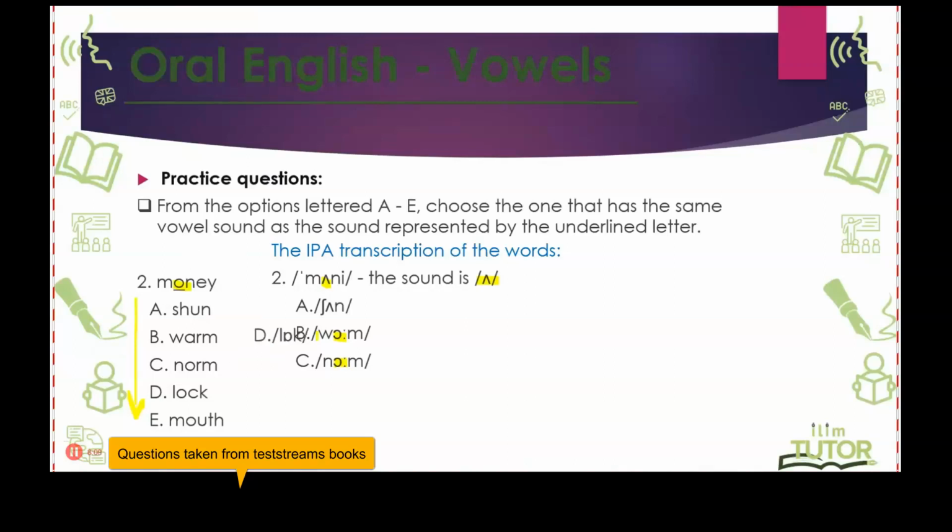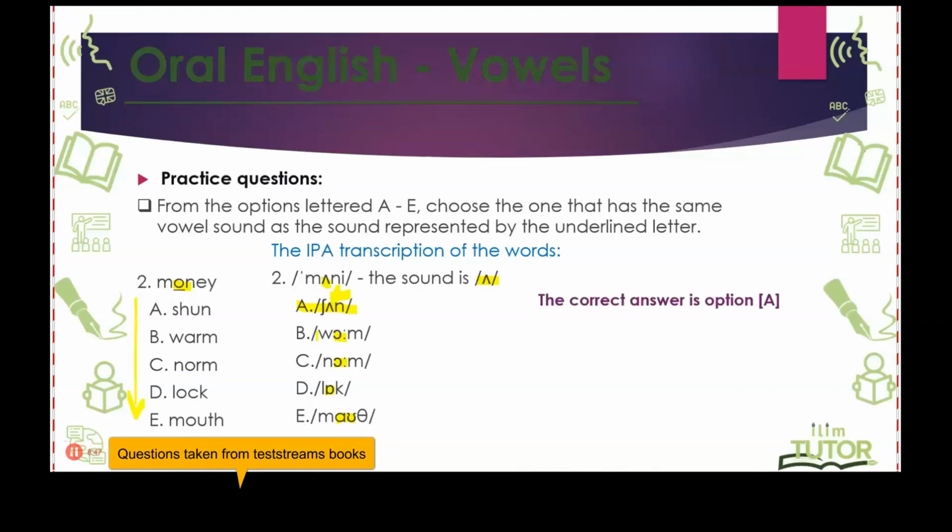In D, you are going to have lock, and the sound is O. And in E, you're going to have mouth. And the vowel sound is going to be a diphthong in the middle, which is ow. So from this, we can see that our answer is A, because in shun, the vowel that we're looking for is here. So this would be the correct answer for your question.